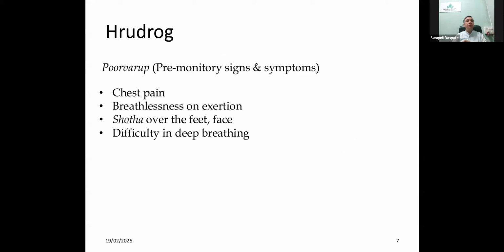So what do we see in Purva Rupa, premonitory signs and symptoms? Chest pain, breathlessness on exertion. Okay, so chest pain will not be too frequent. So there is a chance of the patient missing it out. He or she may relate it to indigestion, lack of sleep, or some muscle pain. Okay, and will miss it many a times.